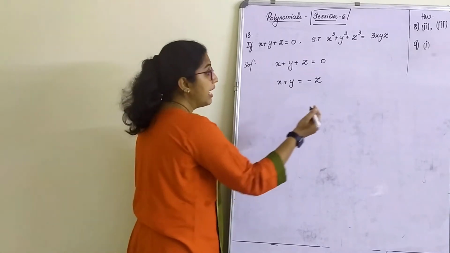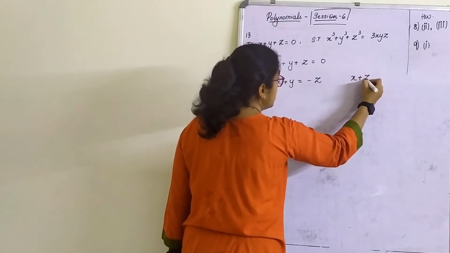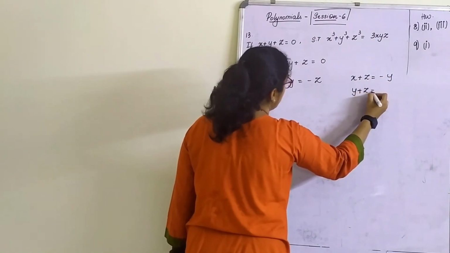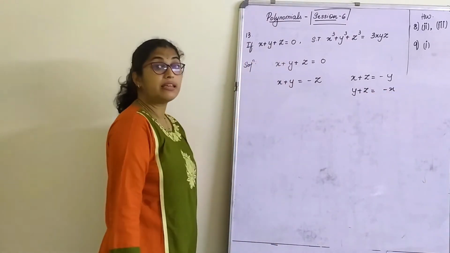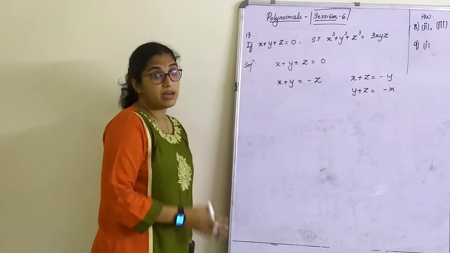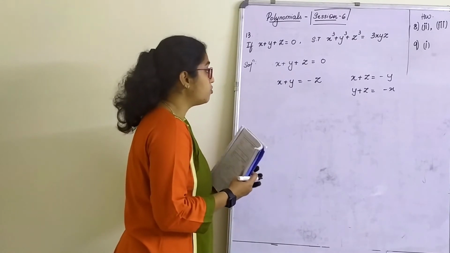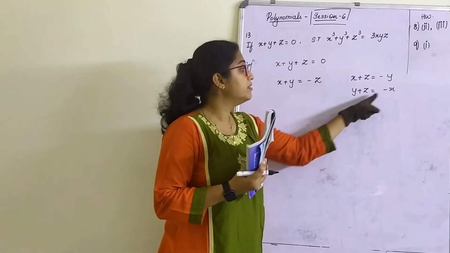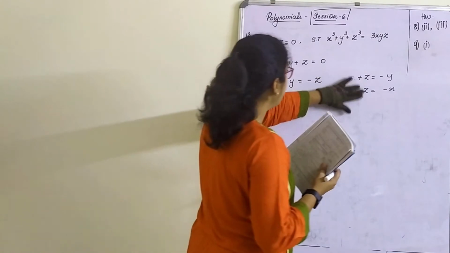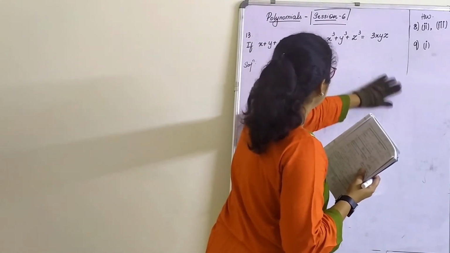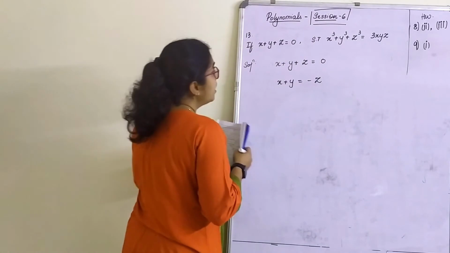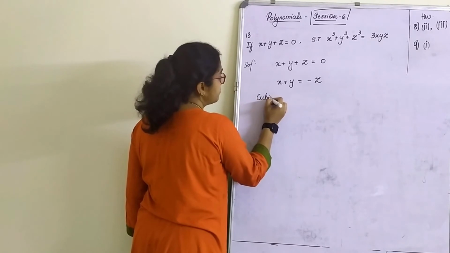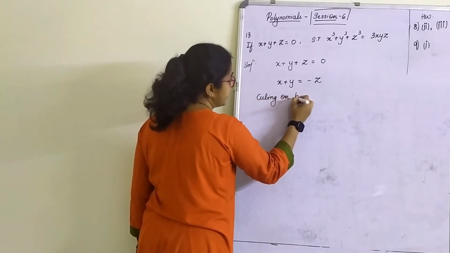I could have written, I can also write this as x plus z is equal to minus y, or y plus z is also equal to minus x. Anything can be chosen, you will get the same answer. Okay, so nothing hard and fast rule. You need to write x plus y is minus z. No, you can also try with this form, try also with this form. So I have taken here x plus y is equal to minus z. We will do it. Then we want answer in cube, right? So cubing on both sides.